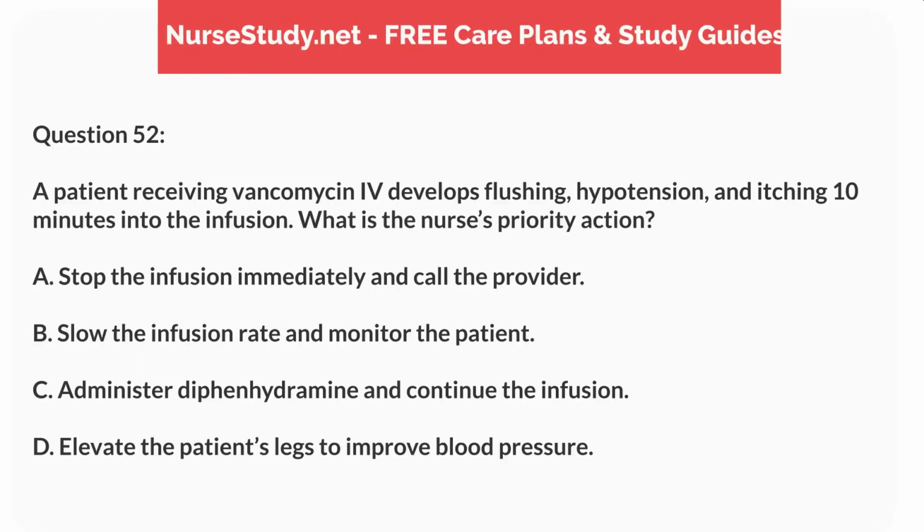Question 52. A patient receiving vancomycin IV develops flushing, hypotension, and itching 10 minutes into the infusion. What is the nurse's priority action? A. Stop the infusion immediately and call the provider. B. Slow the infusion rate and monitor the patient. C. Administer diphenhydramine and continue the infusion. D. Elevate the patient's legs to improve blood pressure.